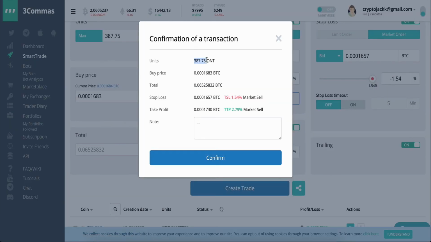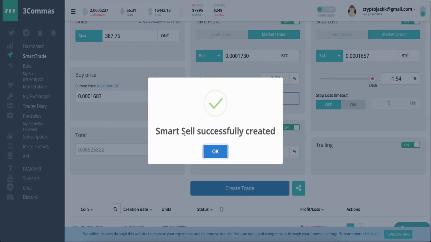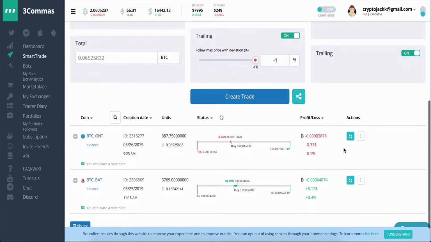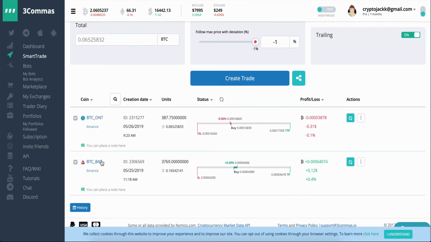You can see the units, ONT, buy price, total, the amount of Bitcoin we spent, the stop loss is set, the take profit is set, and we simply click confirm. Smart Sell successfully created. Now we just come down here and we can see I've got a trade open right now, which is BAT to BTC. And this down here gives you an overview of what's going on in the trade.